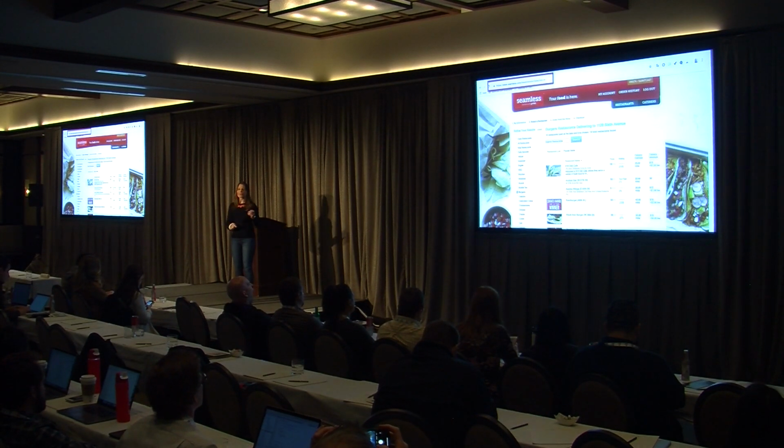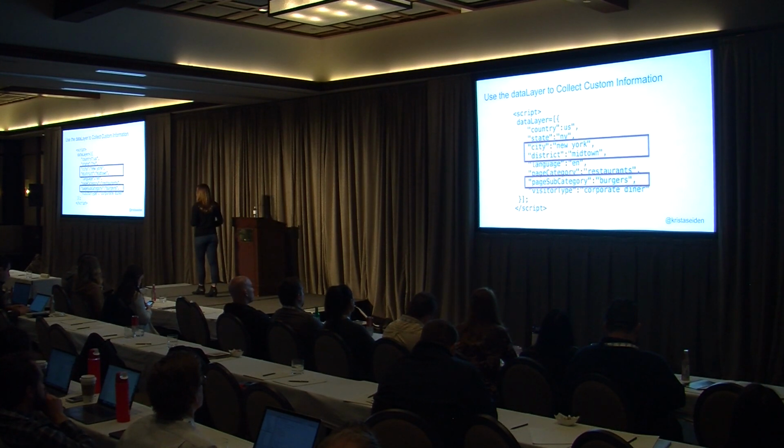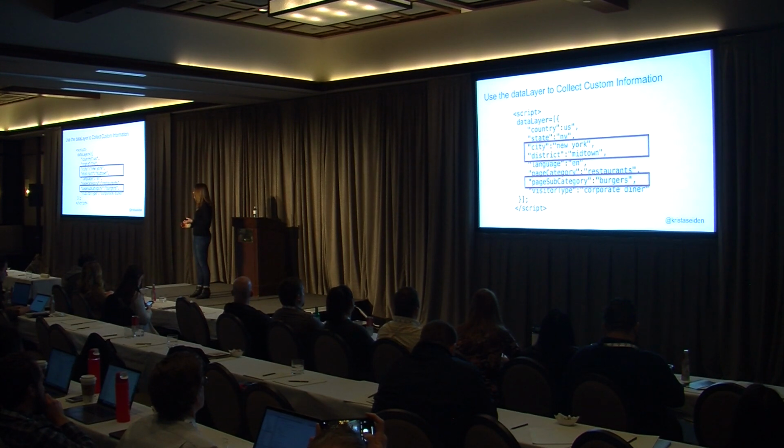Huge mess. So I took it upon myself to develop a hypothetical data layer for them that they could implement without having to do a lot of other things here. And I added in a few things. I said, let's make the city New York, the district Midtown, so we can get really specific, and the page subcategory, or that filter option, as burgers. And now you can actually send these data layer elements to Google Analytics as custom dimensions. And voila, you have a whole lot more rich information about your customer in analytics to be able to create audiences and retarget or optimize their experience.